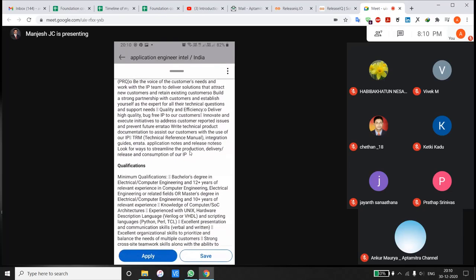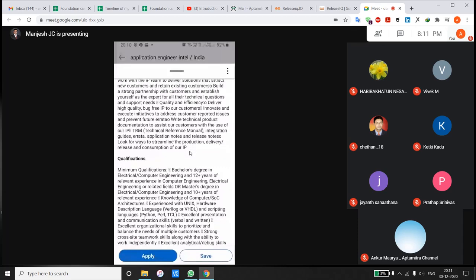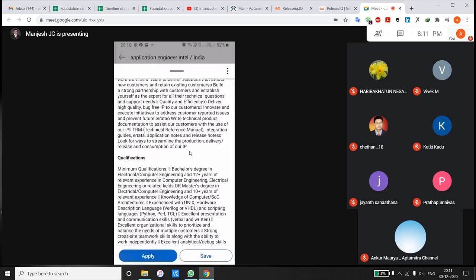Also, if you see over here, he's saying innovate and execute initiatives to address customer reported issues and prevent future errata. Write technical product documentation. See, any semiconductor product will have some bugs. So that has to be documented as an errata. And write technical product documentation to assist our customers with the use of our IP. It's also called a technical reference manual. So it means you should be good in Microsoft Word, or the other skill set is Adobe, there's one FrameMaker.